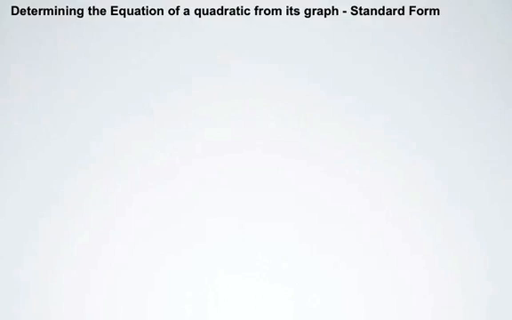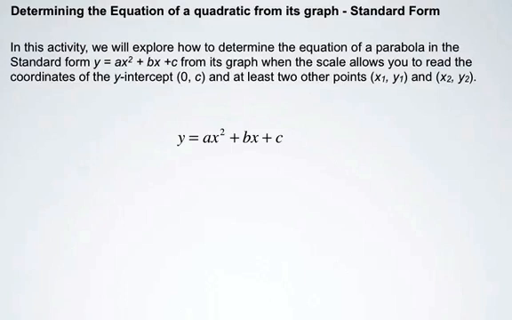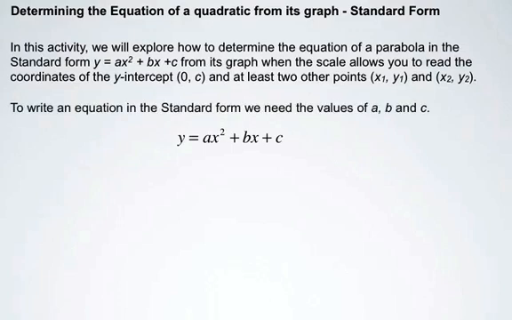Determining the equation of a quadratic from its graph in the standard form. In this activity, we will explore how to determine the equation of a parabola in the standard form y equals ax squared plus bx plus c from its graph when the scale allows you to read the coordinates of the y-intercept, 0, c, and at least two other points, x1, y1, and x2, y2. To write an equation in the standard form, we need the values of a, b, and c.